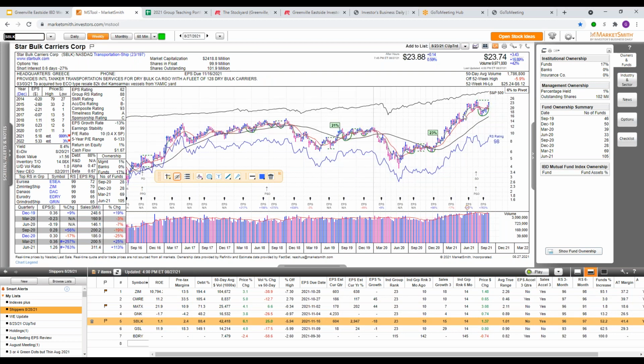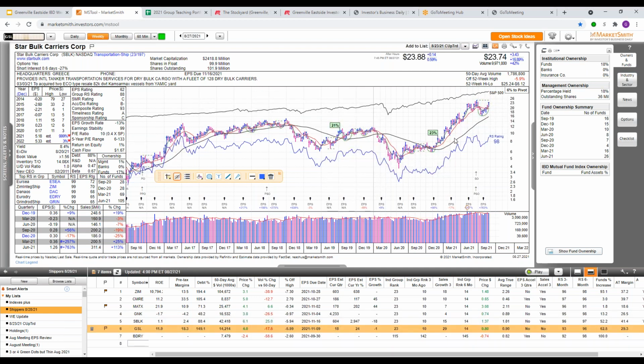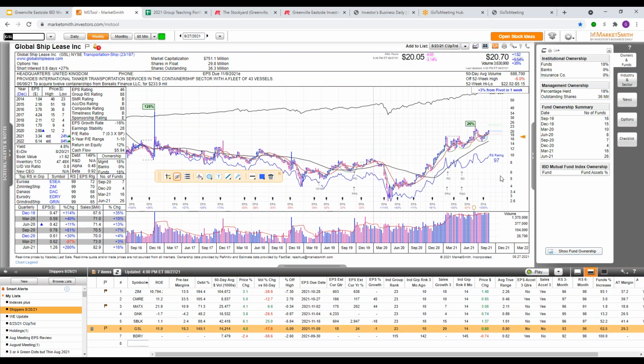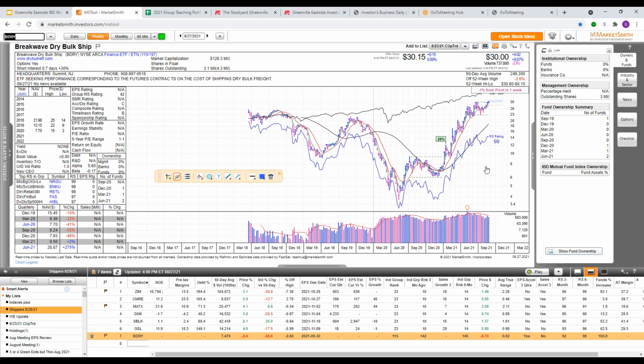Again, stage 2 cup. By now you should have seen they're all set up in bases currently. GSL, 14 million. This one's thin, again, set up in a cup. And then Breakwave Dry Bulk, this one's thin, 7.4 million per day, set up in a consolidation.